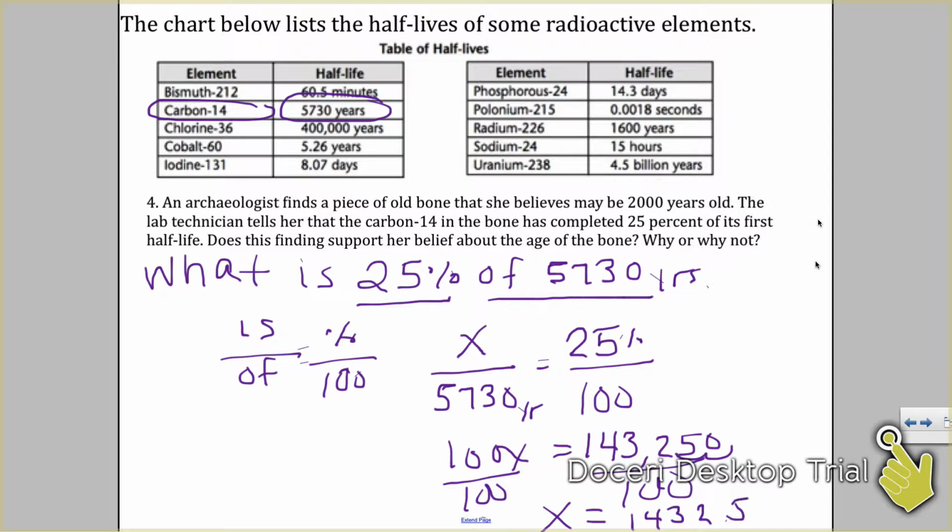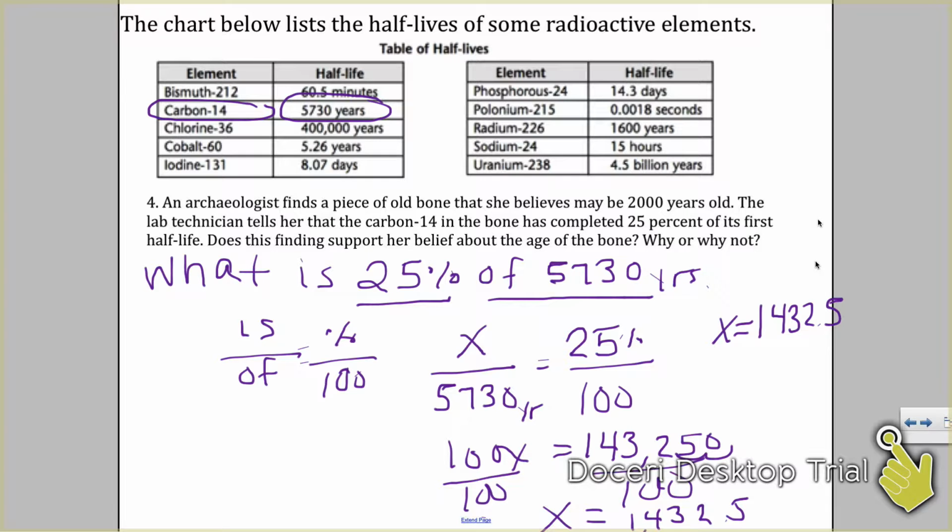1432.5. Listen, when I asked for the answer, I was asking for what is 25 times 5,730. That wasn't the right answer you were giving me. Our final answer, x equals 1,432.5. What is that?